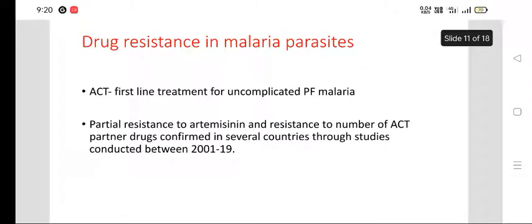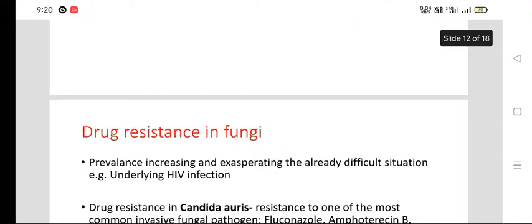Drug resistance in malaria parasites is very common. ACT, artemisinin combination therapy, is the first-line treatment for uncomplicated Plasmodium falciparum malaria. Partial resistance to artemisinin and resistance to a number of ACT partner drugs has been confirmed in several countries through studies conducted between 2001 and 2019.